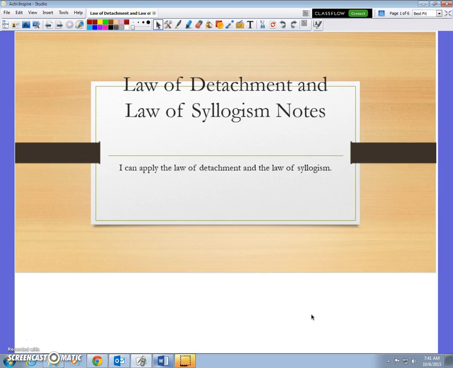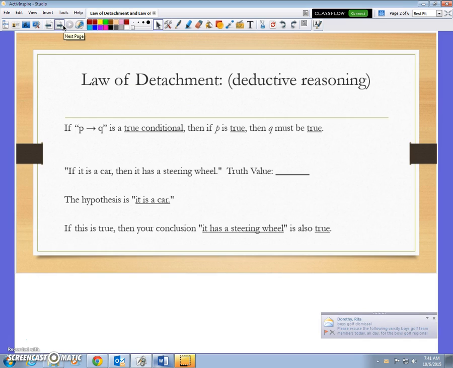Alright, this is Mr. Gillum, and today we're going to learn about two logic laws, the law of detachment and the law of syllogism. Basically we're going to learn deductive and inductive reasoning, and what that's all about. So let's take a look here.